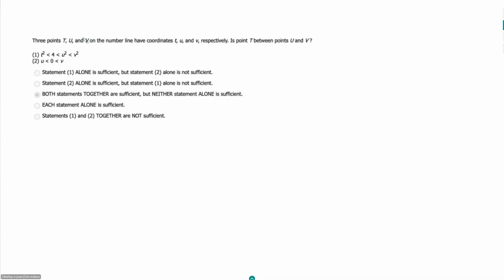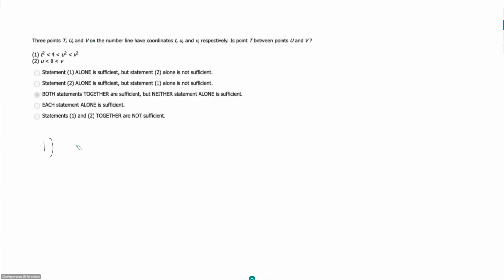3 points T, U, and V on the number line have coordinates little t, little u, and little v, respectively. Is point T between points U and V? So without knowing anything more about these points, we've got to look at our statements.